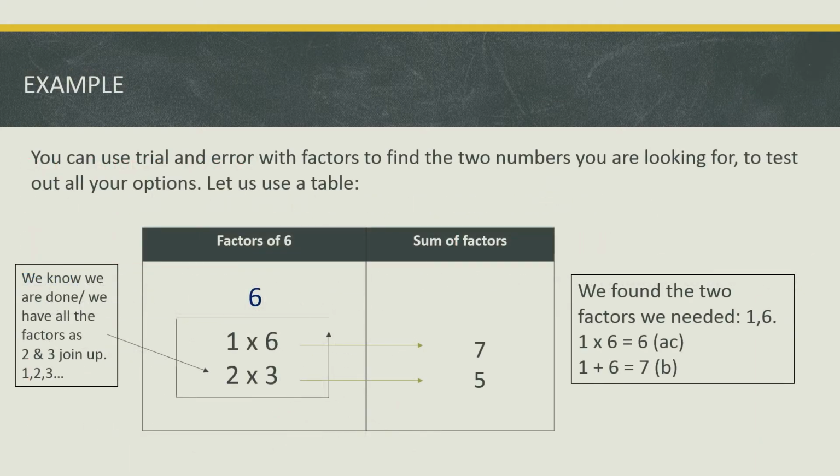You can use trial and error with factors to find the two numbers you're looking for and test out all your options. So let's use the table I made below. We're trying to find two numbers that will multiply to 6, so we need to find its multiples, and that will add to 7. As we can see here, the multiples of 6 are 1 times 6 and 2 times 3, and we know these are all its multiples and factors, as 3 times 2 is the same thing and it joins up. So we are done here.